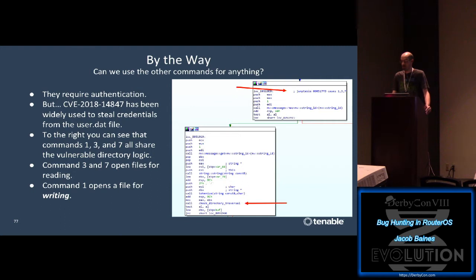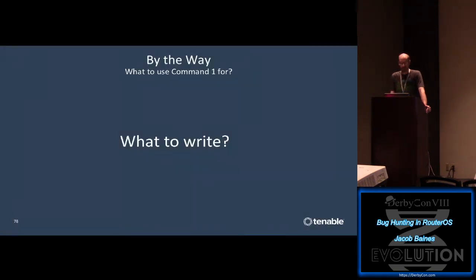So that leaves me wondering, does the directory traversal exist for any other commands? In the IDA screenshot to the right, you see that the directory traversal function, which I creatively named check directory traversal, is shared by commands 1, 3, and 7. Both commands 3 and 7 open files for reading, so that's pretty exciting. But command 1 opens files for writing. So obviously writing is new functionality for us.